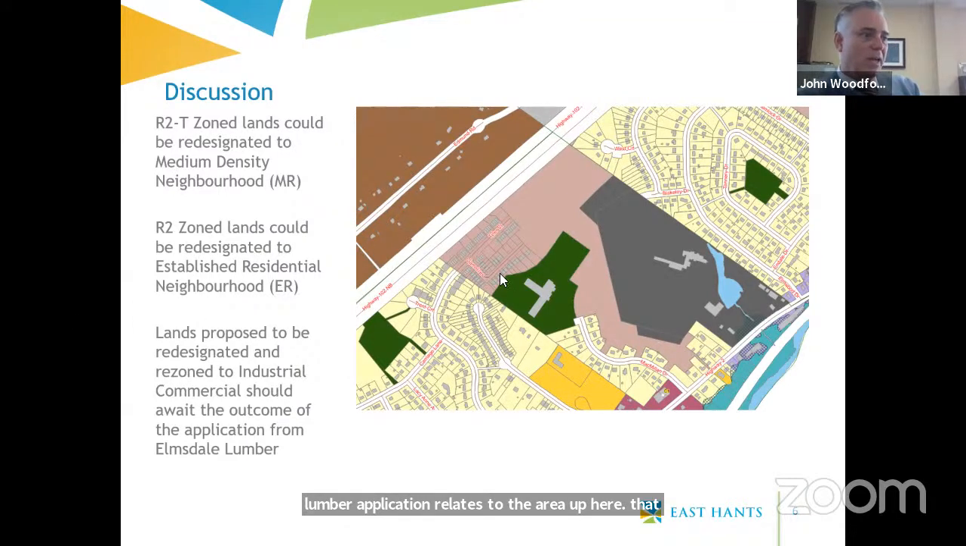And so really all that would be left of this CDD would be this stuff adjacent to McMillan Drive here. So, looking at that, that's not really the intent of this designation. It's for larger scale development. So we thought it would be appropriate to change that. Typically the designation that would go with the R2 zone would be the established residential neighborhood designation. However, this land up here that's subject to the Elmsdale Lumber application, we feel we should wait until we see what happens with that application.